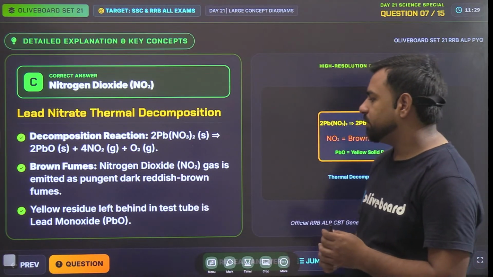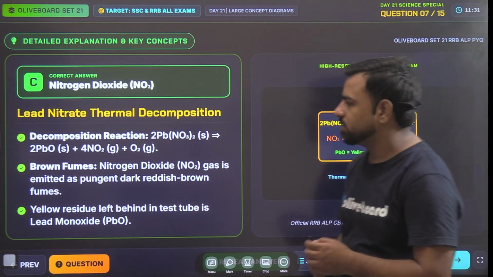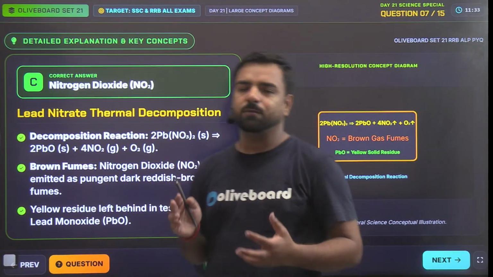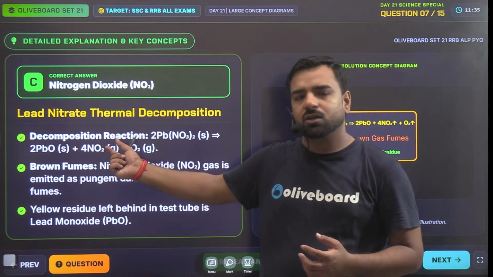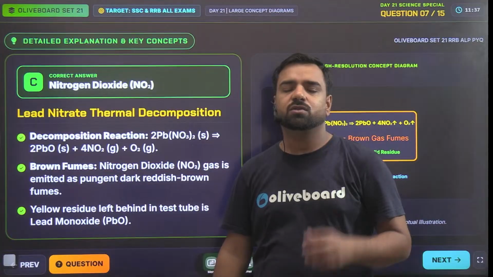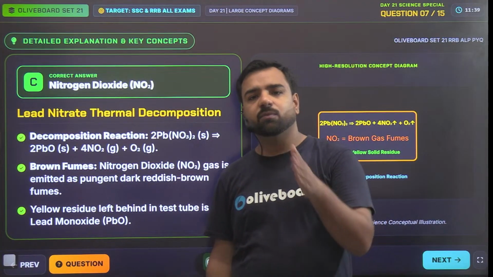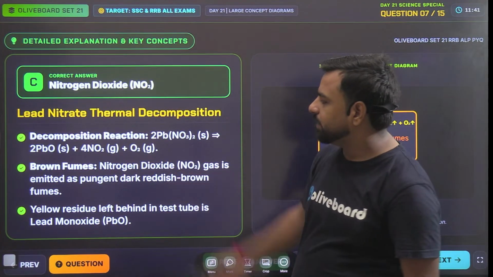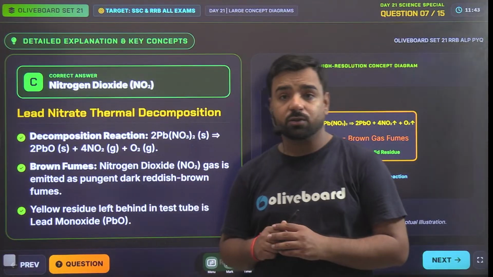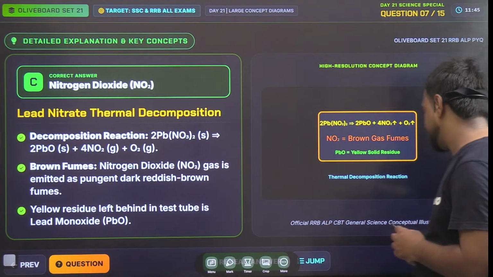Yellow residue left behind in the test tube is lead monoxide. So the question can be asked in any form: the brown colored gas or the yellow residue. The yellow residue is actually lead monoxide, and the brown gas is nitrogen dioxide. Fine. What about the next question?